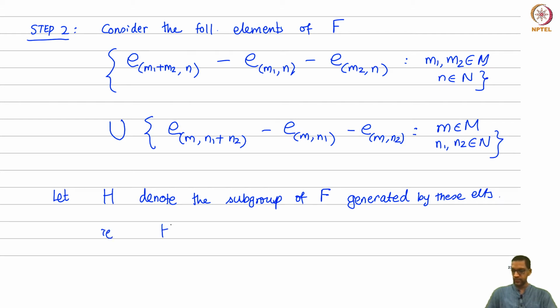I.e. H is, well, what's it? It's the intersection of all subgroups H prime, where H prime is a subgroup of F and H prime contains this collection of elements. So maybe we should call these elements something. So we call this the set U, and H should contain this set U. H prime should contain U. So it's the intersection of all such subgroups H prime. So I should say H prime is a subgroup. Now of course here everything is an abelian group. F is abelian, and so any subgroup is automatically normal.